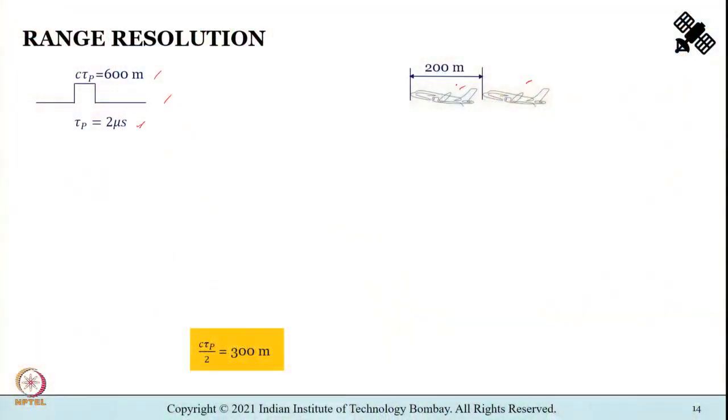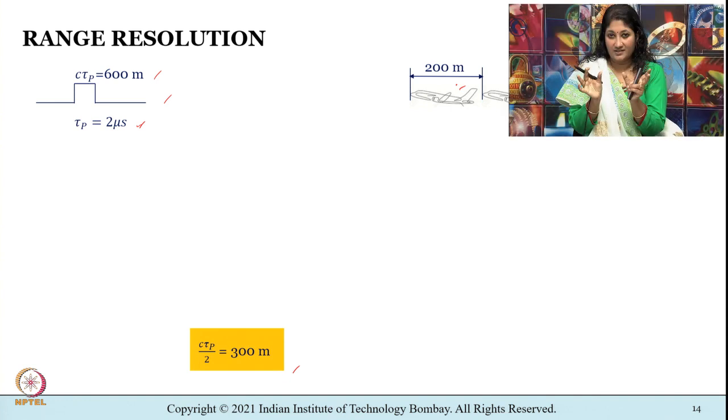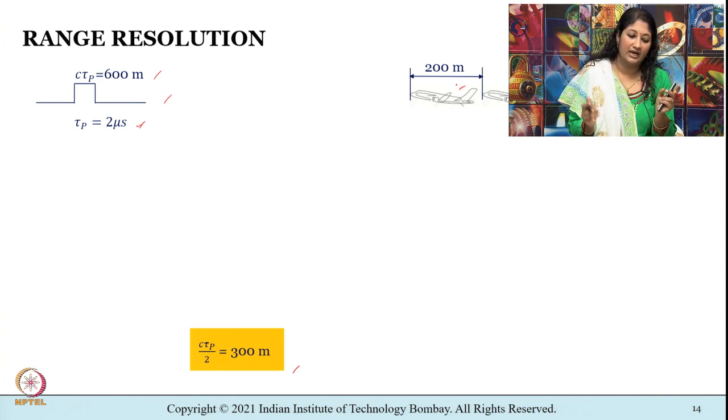And I have shown you a pulse wherein C tau p is 600 meters, which means the range resolution is going to be C tau p by 2, that is 300 meters, which means if the separation distance between the two targets, that is the two aircraft, is 300 meters, it will be detected by the radar.